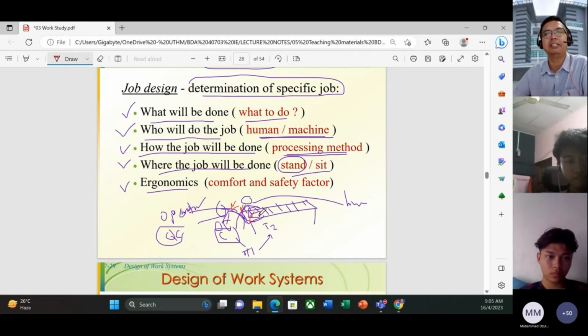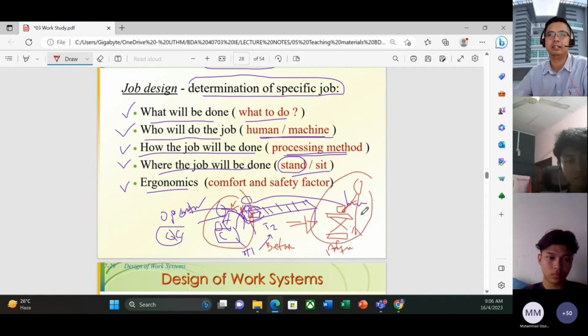So this is how we want to design a job. How do we design a job for the better? Maybe we can suggest this is before. For example, this is before, and this is after improvement or after changing the job design. Maybe we have to provide a table lifter, for example. Box will be here. This is human. So no need to bend, with this new job design. You can see this is comfortable and we consider it an ergonomic design and also job design.